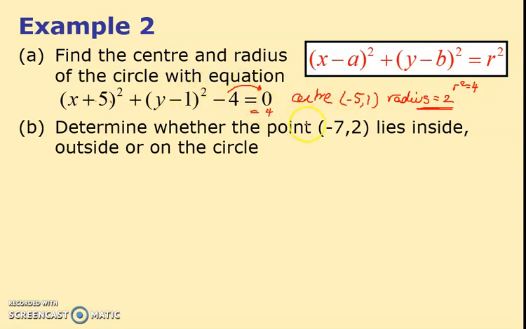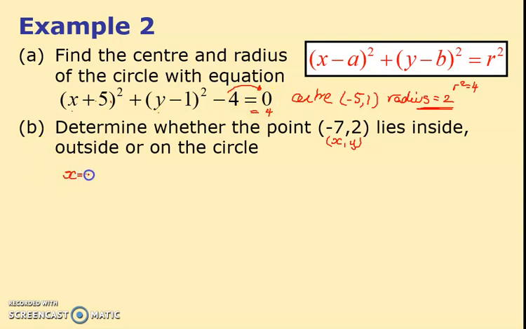Determine whether the point minus 7, 2 lies inside or outside or on the circle. Well, all I'm going to do, this becomes effectively my x and y in this equation. That is minus 7. This is going to be 2. I substitute these numbers in. If it equals 4, then it's on the circle. That's what I want it to be, on the circle. But it might be inside, in which case it's lower than 4. It might be further than the edge of the circle, in which case it would be more than 4. Now you won't find out until you write it down.